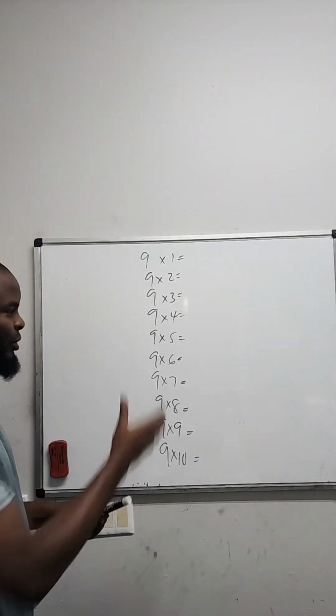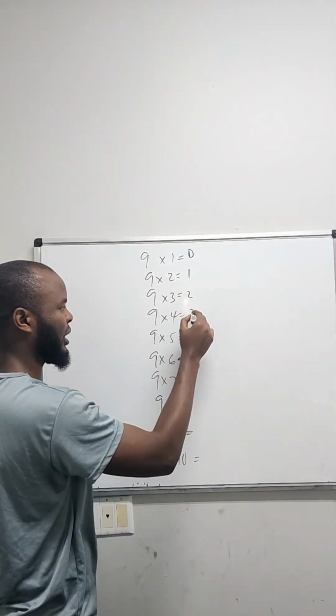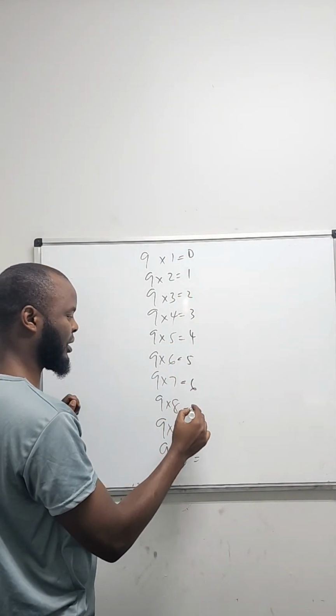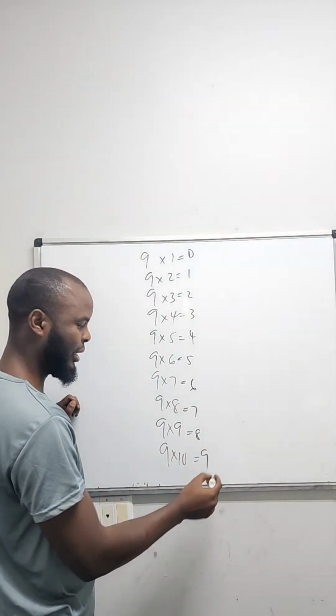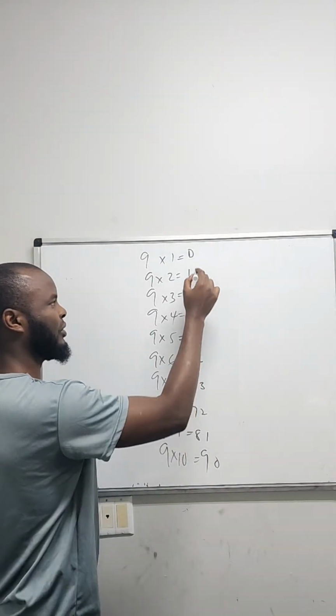But there's this, if you just want to do everything, just write 0, 1, 2, 3, 4, 5, 6, 7, 8, 9. Again, 0, 1, 2, 3, 4, 5, 6, 7, 8, 9.